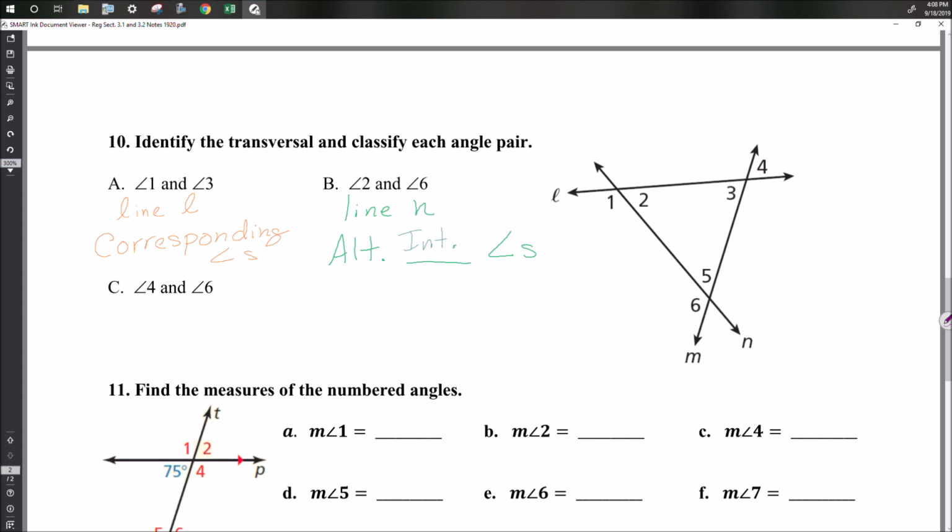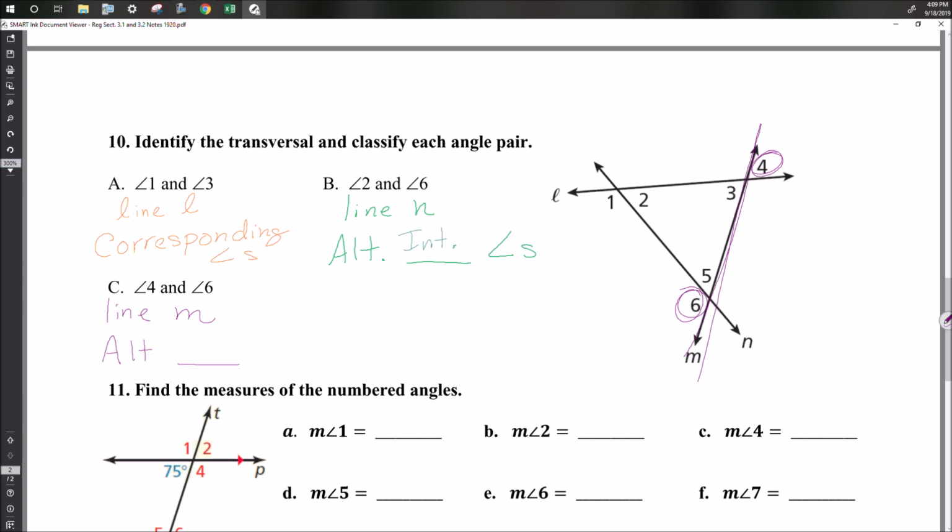We have angle 4 and angle 6. Here's angle 4, here's angle 6. I noticed that line M helps form both of those. So that makes line M my transversal. I notice they are on opposite sides of the transversal, so that makes them alternate angles.